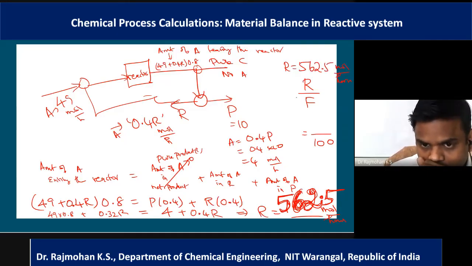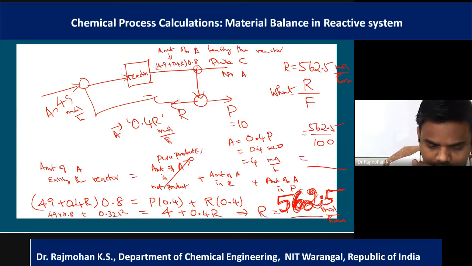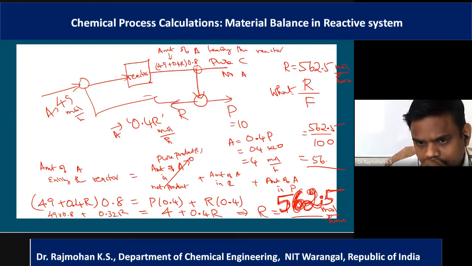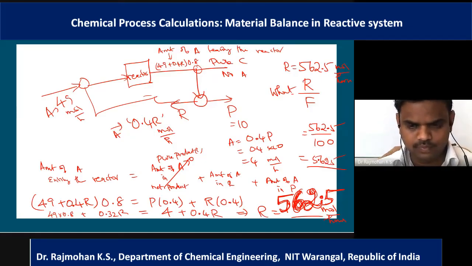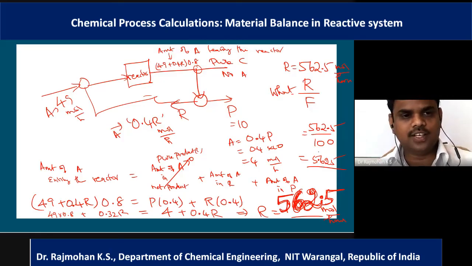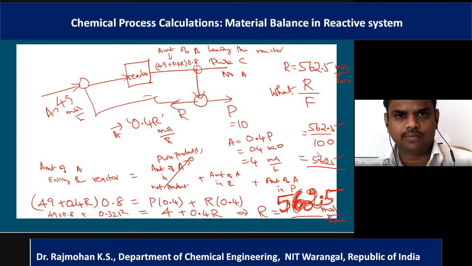So what is our way? Then the question is what is the R by F ratio? So R by F ratio is equal to 562.5 divided by 100, which is equal to 5.625, right? Okay, 5.625 is the R by F ratio. So that is the answer for this question. Okay.